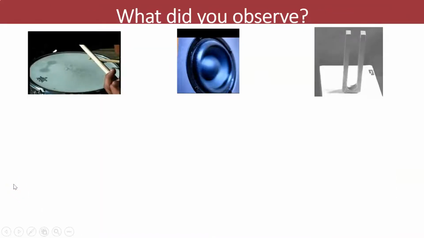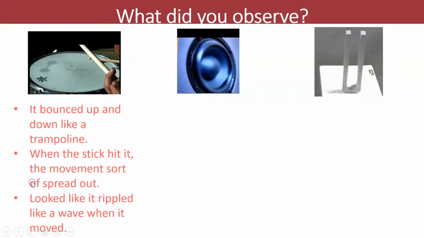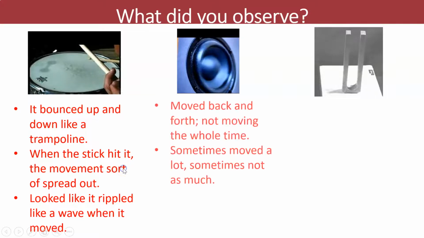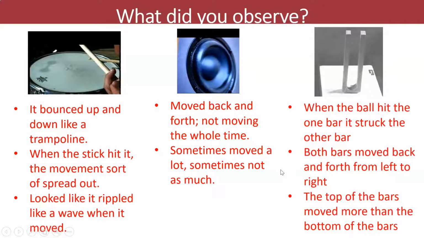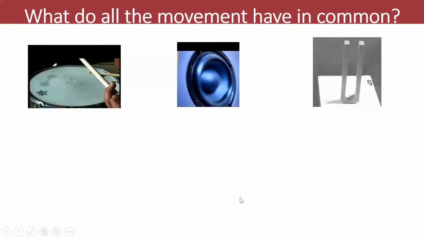So what did you observe? Let's start with the drum. Did you see that the drum skin was bouncing up and down like a trampoline? I mean, in the speaker, it was moving back and forth. And the tuning fork, when the ball hit it, the one bar moved and then you saw the other bar move and then both bars were moving back and forth. Now, what was similar about the motion of these three objects when they were making sounds?